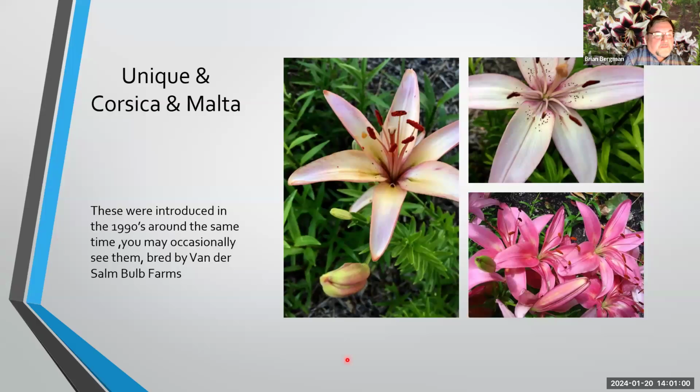Okay, we're just talking about some of the older pink lilies: Unique, Corsica, and Malta. Unique was the top right-hand one. No, I'm sorry, I messed that up. The left-hand one is Unique. The top right-hand one is Corsica, with the spots. And then there was Malta. These were bred by Van der Zam Bulb Farms in Oregon, correct? Washington. Washington. I'm sorry, it's Washington.